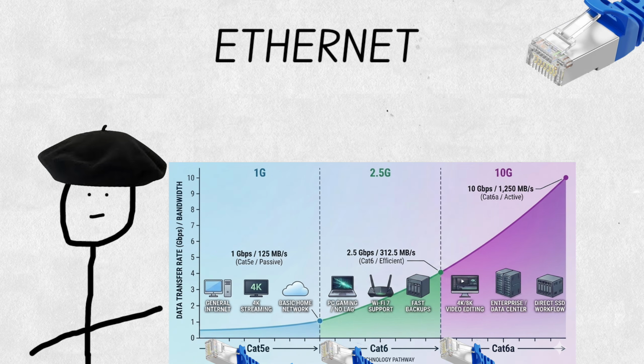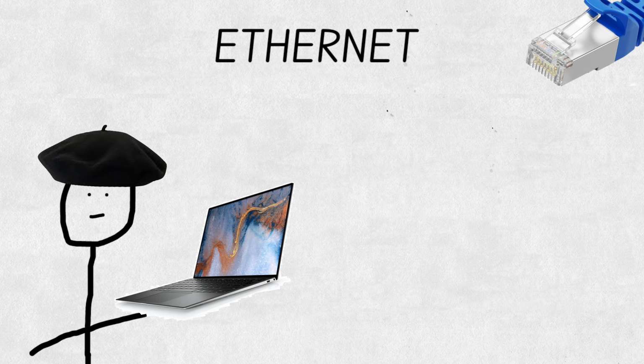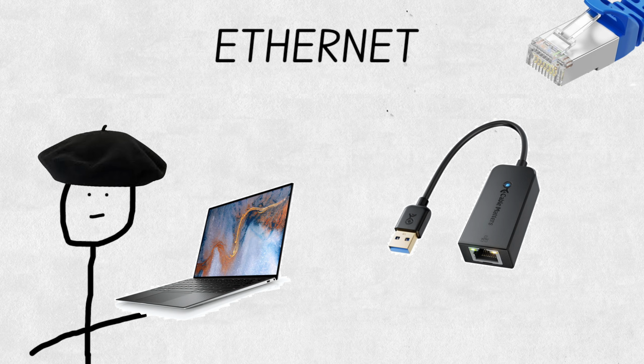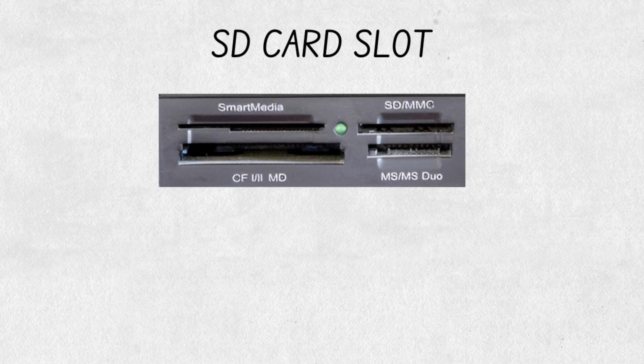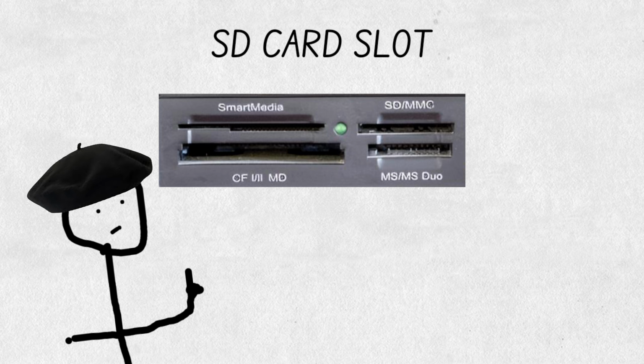Standard Ethernet runs at 1 gigabit per second. 2.5G and 10G Ethernet exists on higher-end motherboards and networking equipment. A lot of thin laptops have dropped the Ethernet port to save space, which is why USB to Ethernet adapters exist.